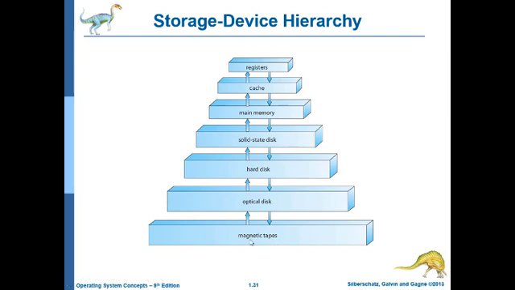Now tell me which one of them is the most expensive. Registers are the most expensive. They are very small in size, but they are very, very expensive, because the material they are made from is very expensive. Then cache is a little bit less expensive, then main memory, and the cheapest one is the magnetic tapes.